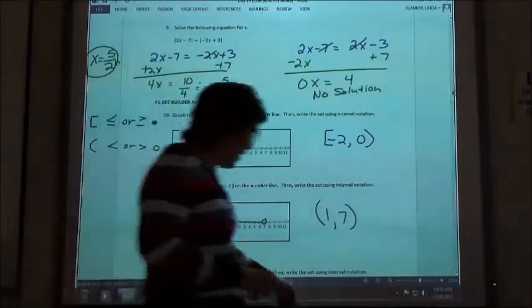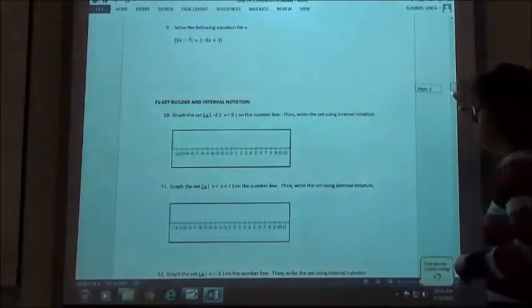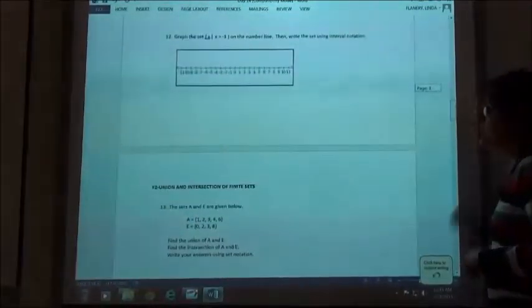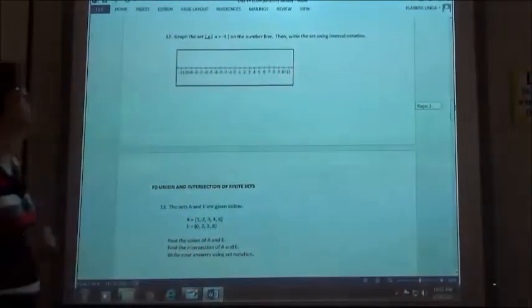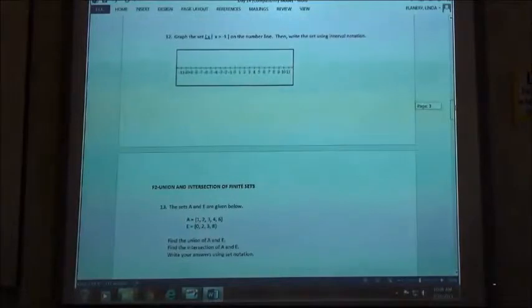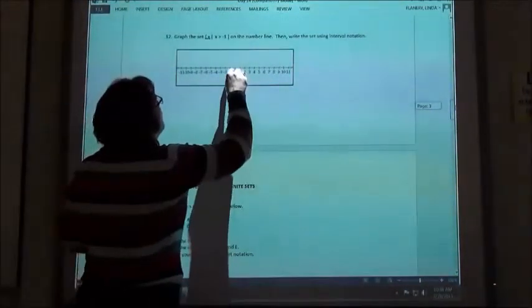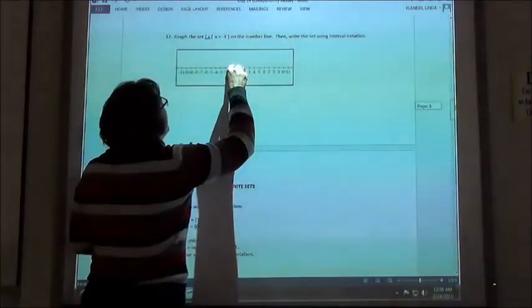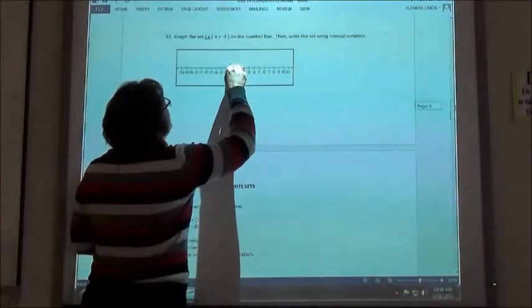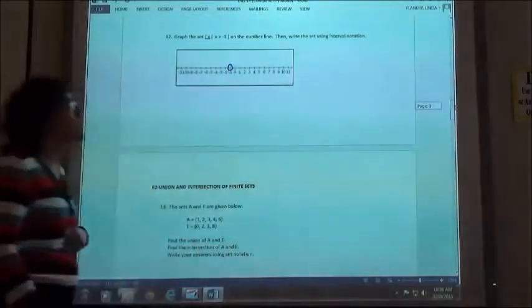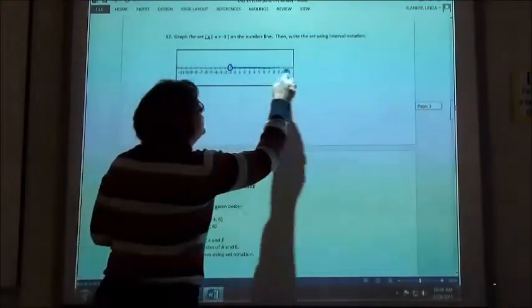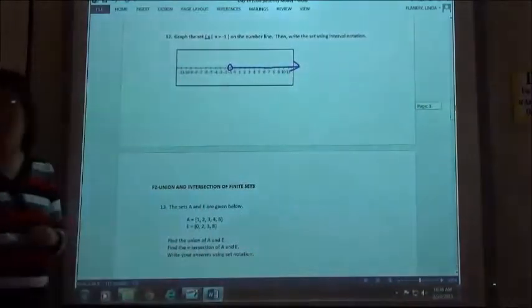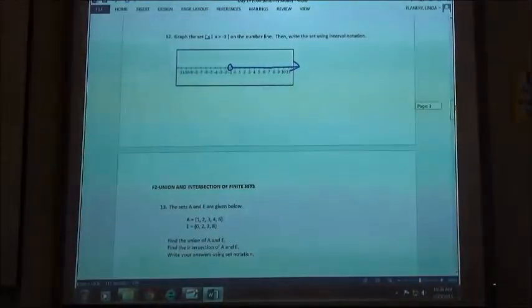So if we look at number 12. Number 12 just says that x is the set that x is greater than negative 1. So x is greater than negative 1. What kind of end mark should I have on my negative 1? The open circle, right? Open circle. And I'm shading all the numbers greater than negative 1, so that means I'm just going to click on the right side of that, and everything on the right side is shaded.